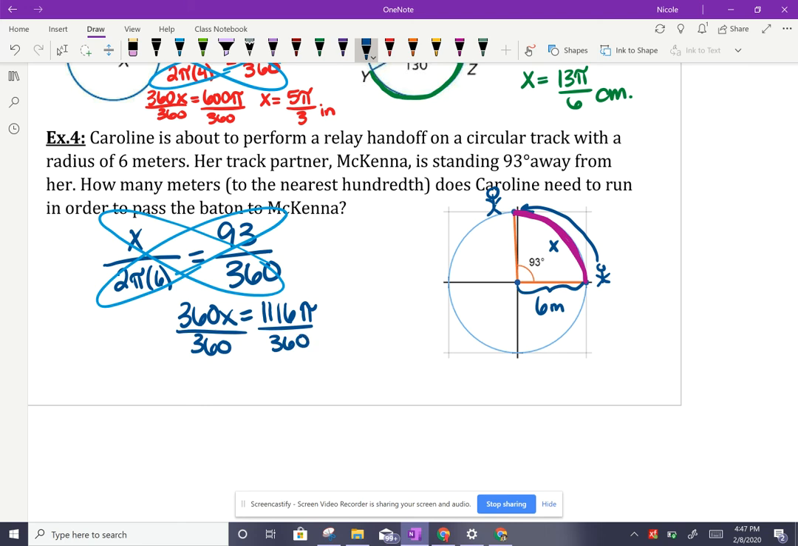So 1,116 divided by 360. X is 3.1 pi. And then multiply that pi in. You get 9.73897, and so on. So after I round to the nearest hundredth, we get 9.74 feet, right? No, meters. 9.74 meters.